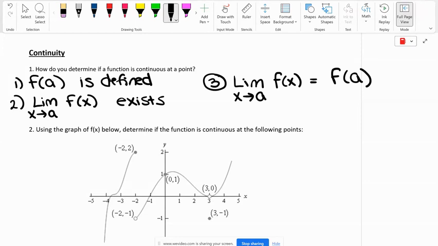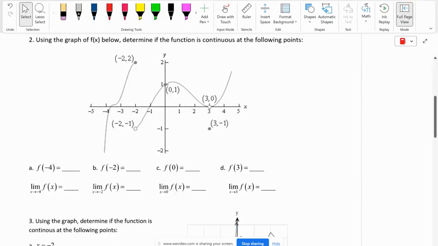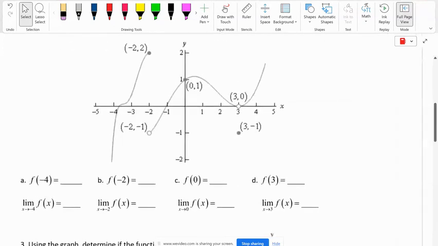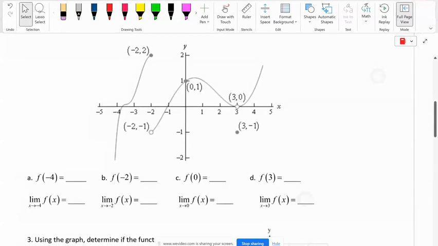We have it written down. Ready? Okay. So using the graph of f of x below, determine if the function is continuous at the following points. So the first one is saying, are we continuous at f of -4? So we're looking at that point. So we go to where x is -4, and then we go to where x is -4, and then we go down. Right? It absolutely is continuous.